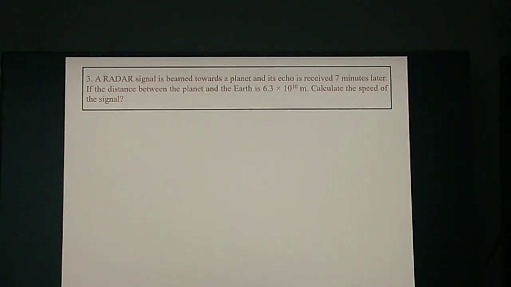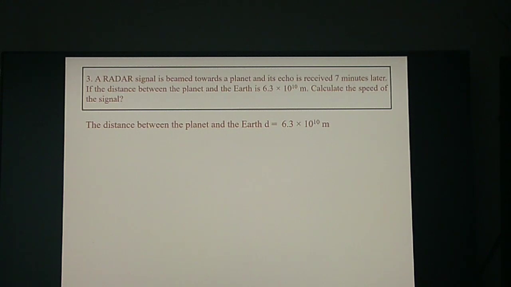Okay, now this is the third problem. You are given a radar signal. It is going from the planet Earth, and it will touch a planet and will come back, and the time for this is 7 minutes. And the distance between the Earth and that planet is 6.3 into 10 raised to 10 meter. What are we supposed to calculate? The speed of the signal.